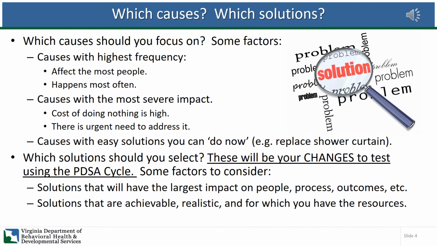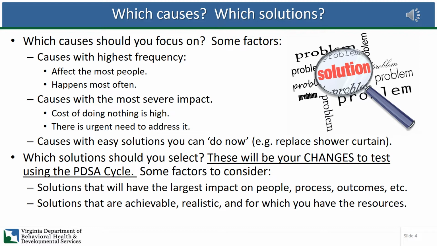Finally, you may want to look at causes with easy solutions that you can do now. In the same example, when we looked at causes of falls, replacing a shower curtain is likely an easy solution that an organization could make happen quickly and help address the problem.